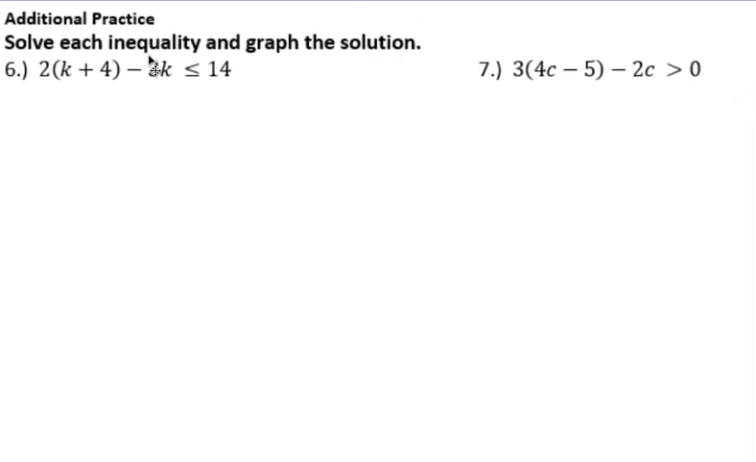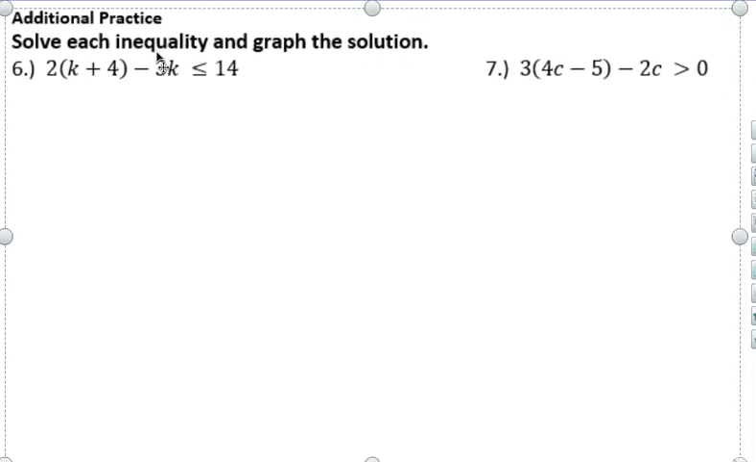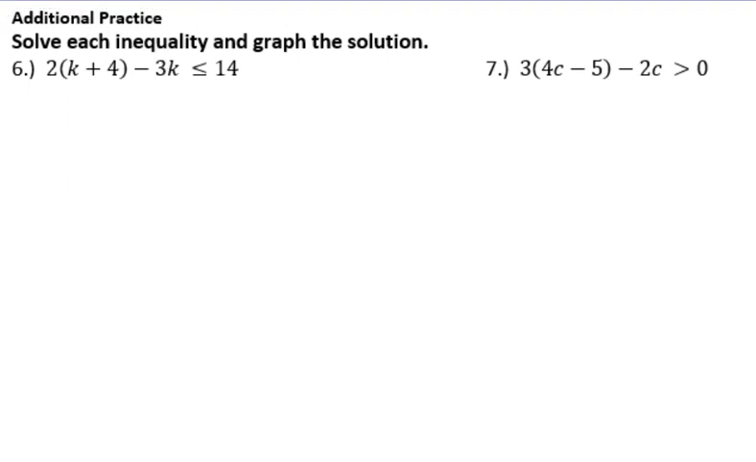Work on 6. Are you working on 6? Are you annoyed by my voice yet? Okay, and then when you get done with 6, do 7. And then when you get done, check your answers.